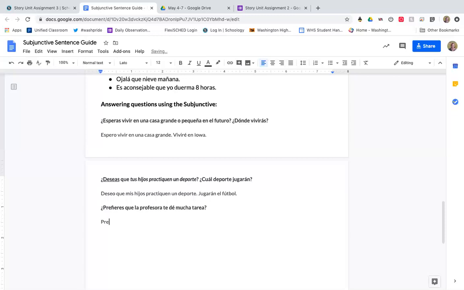I'm going to start with indicative present tense. So "prefiero que la profesora no me," and then here I'm going to use subjunctive tense, "me dé tarea." I prefer that the professor does not give me homework.